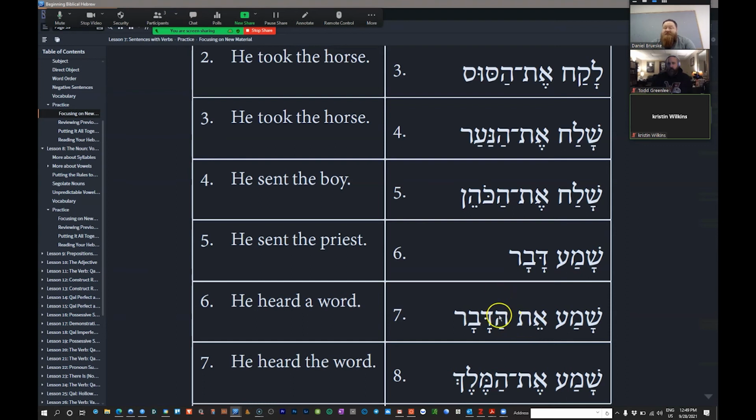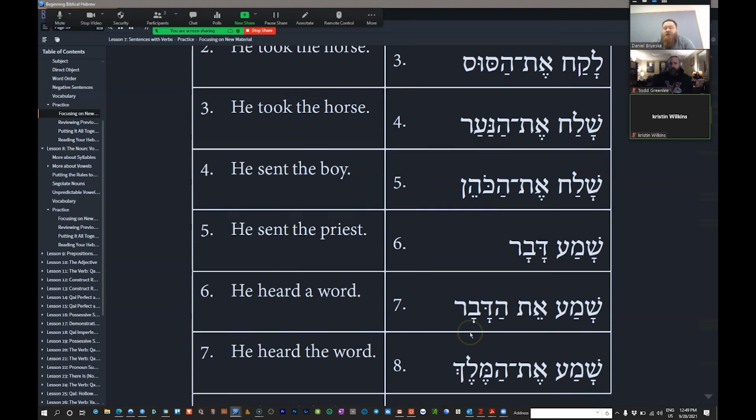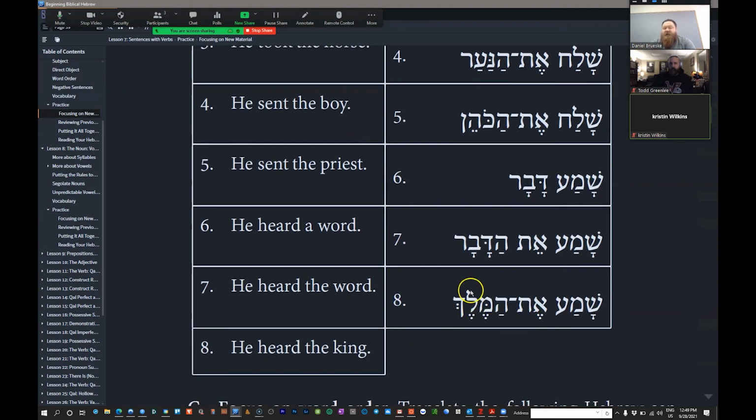Number 7 and 8, we make it definite. Because we've made it, well, I guess number 7, because number 8 is a different object. But with number 7, we make it definite here. That means we add in the et particle because it's a definite direct object, and so et marks that definite direct object. With number 8, we've just switched the object to king, but we've still got the et particle with the makef here, indicating that it is the direct object.